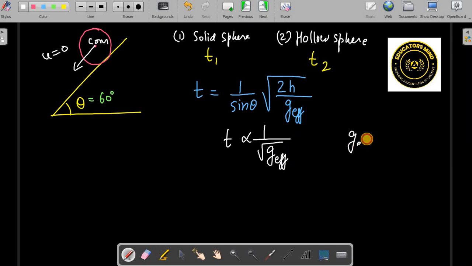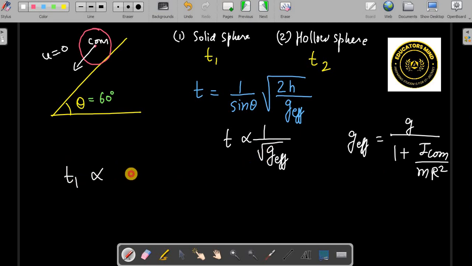Now g effective, if you see, you can calculate. So g effective is, if you remember, g by 1 plus I center of mass by mr square. So if you take for solid sphere, then I center of mass will be different, that is 2 by 5, and this will be 2 by 3, right? So this thing is going to change. So let's calculate time t1. So time t1 will be inversely proportional to root under g effective.